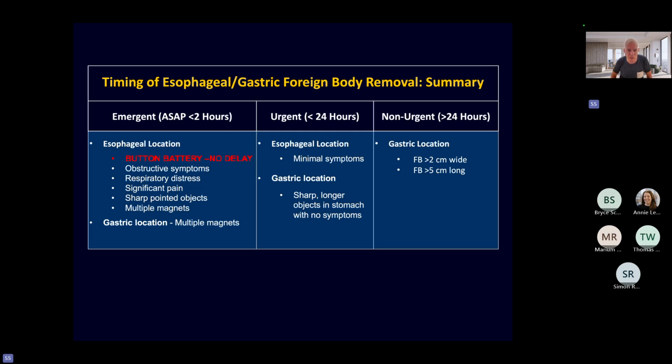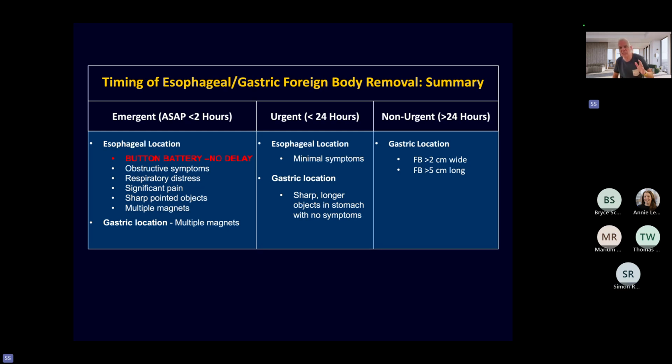So here's the timing. Here's the emergent, less than 2 hours. Esophageal location, button battery, no delay. Obstructive symptoms, respiratory distress, significant pain, sharp pointed objects, multiple magnets. And if there are multiple magnets in the gastric location, that's emergent. Urgent: esophageal location with minimal symptoms, gastric location, sharp or longer objects with no symptoms. Non-urgent: in the gastric location where the foreign body is greater than 2 centimeters wide or greater than 5 centimeters long.